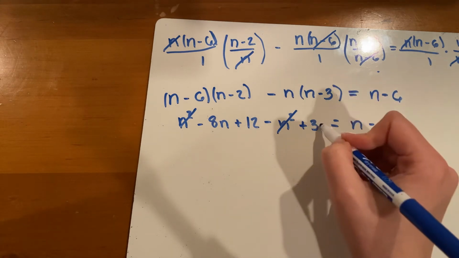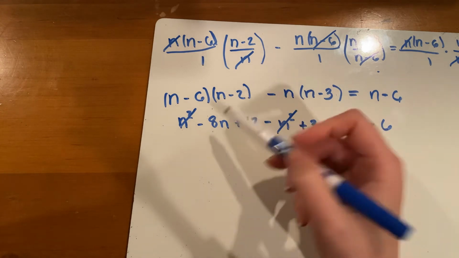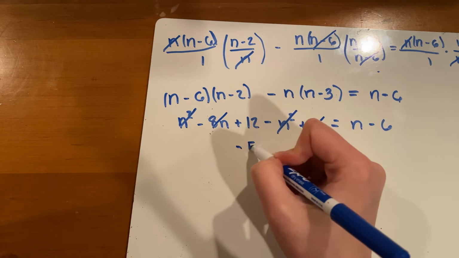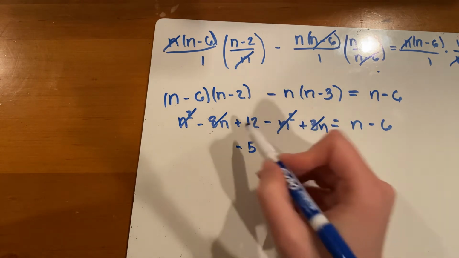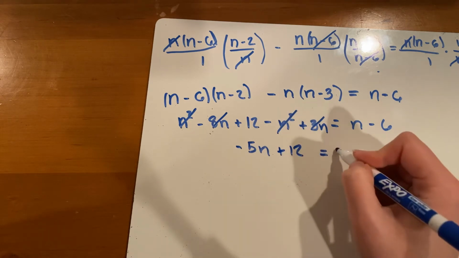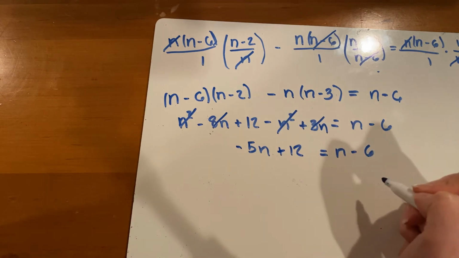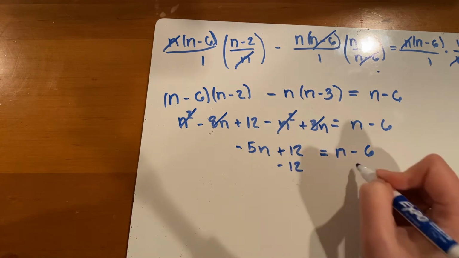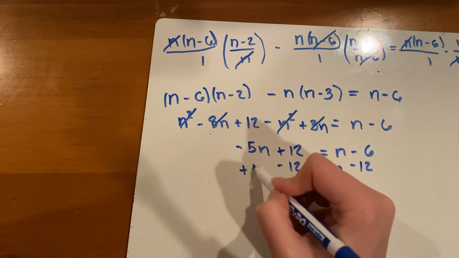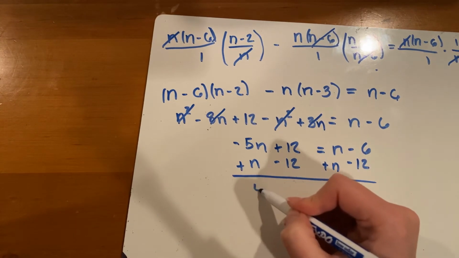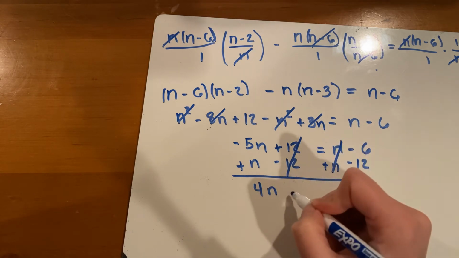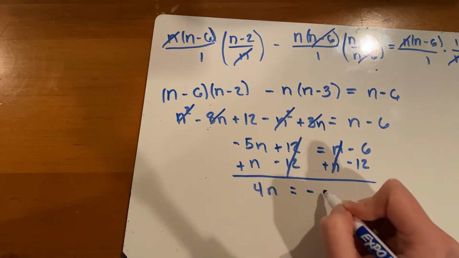Oh wait, this is supposed to be a 3n. There we go, now we have a negative 8n plus 3n is going to become negative 5n plus 12 is equal to n minus 6. Subtract our 12 from both sides, plus this n to the other side. We get 4n, 12 canceled out, n's canceled out, is equal to negative 18.